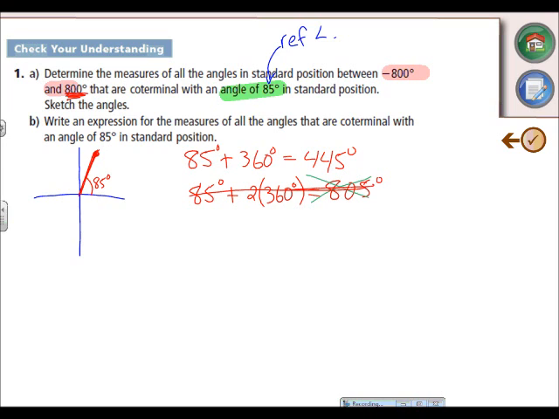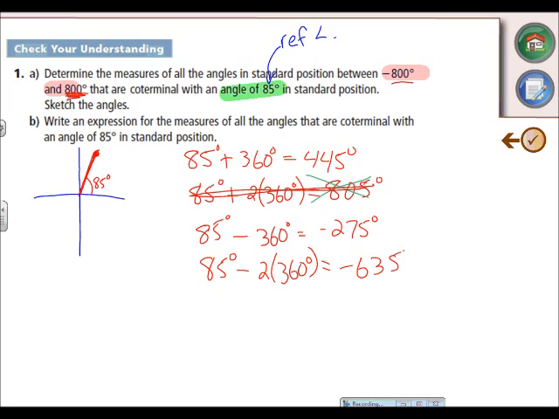I could go in the negative direction. 85 degrees, we're starting at our reference, and go backwards 360 degrees. Better put my degree signs. 85 minus 360 gives us negative 275 degrees. That one is good because it's between negative 800 and 800. Let's go a second time around. That's 85 minus 720, which gives us negative 635. That's still between negative 800 and 800. That one's good. So those are our three angles coterminal between 800 and negative 800.